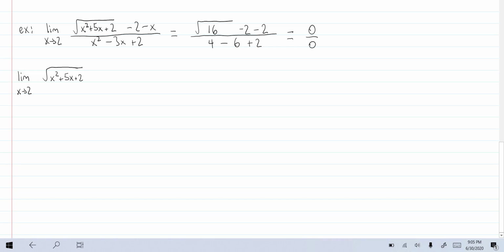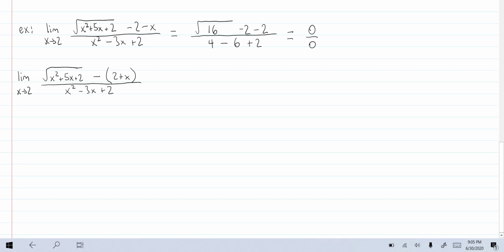Okay, now something that I am going to do then is this minus 2 minus x that we have in the numerator, I'm going to factor the minus sign out from both terms, which would leave me with 2 plus x, all right? And then still over x squared minus 3x plus 2.